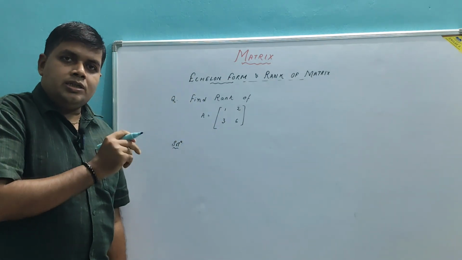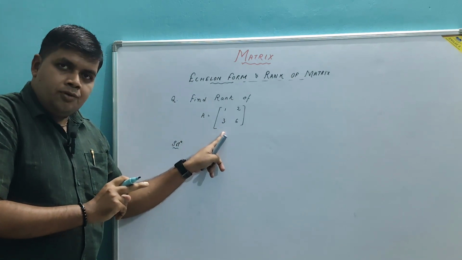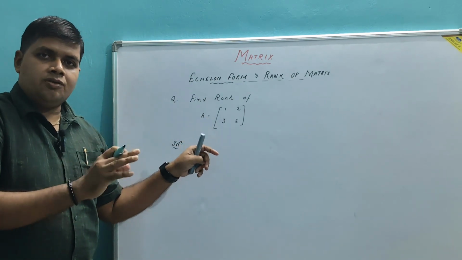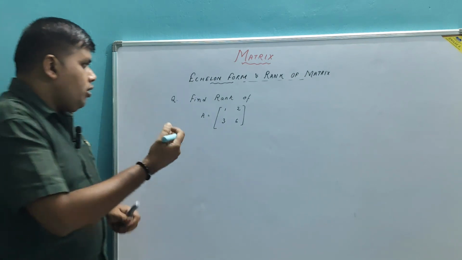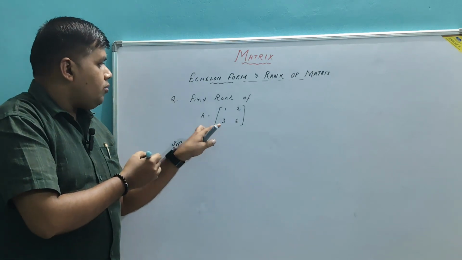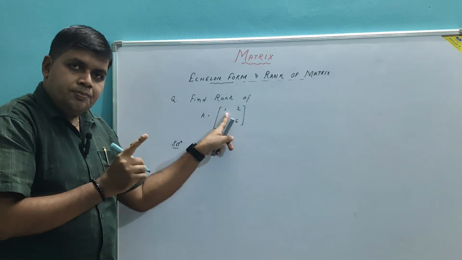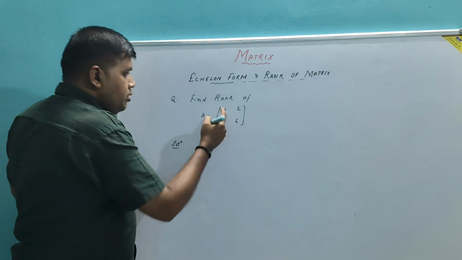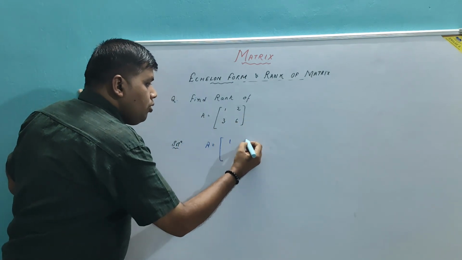First of all, we have to see whether it is in echelon form or not. That is the first step. So is it in echelon form? No, it is not in echelon form. So we have to convert it into echelon form. So before converting it into echelon form, the first thing is that we have to check the pivot element. Is the pivot element 1? Yes. So we need not do any extra operation for that. Just we have to perform row operation.